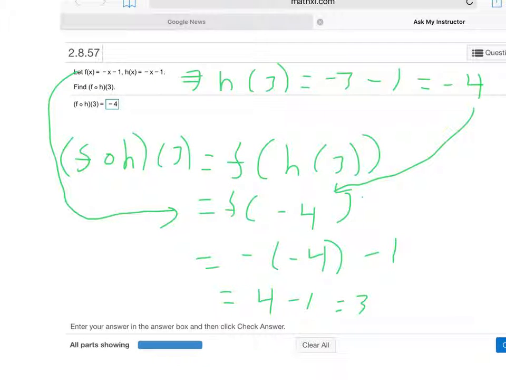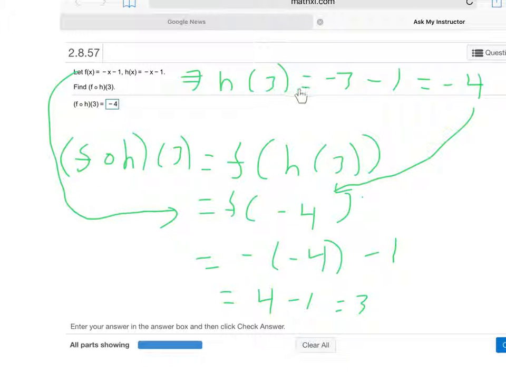Hello, saw your question. You're given f of x and you're given h of x. You want to find f circle h of 3. And so I guess, f circle h of 3, by definition, that's f of h of 3. So you need to find h of 3.